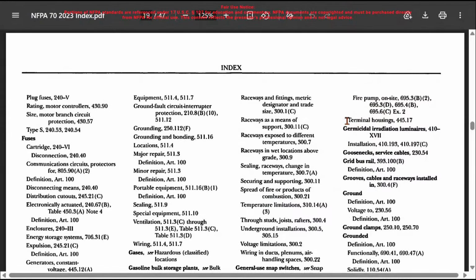All right, terminal housing. Okay, so maybe that's where the parts are. So I might write that down as well. I just might write 445. I've already got that, so I might do .17.